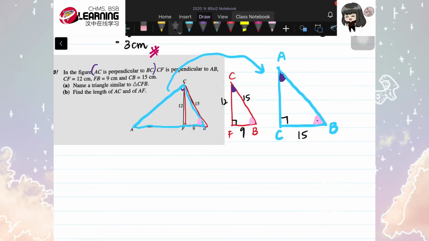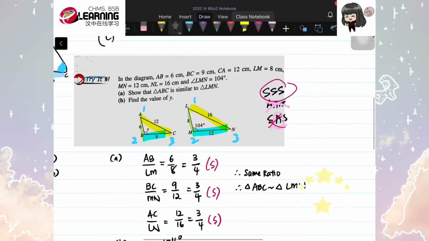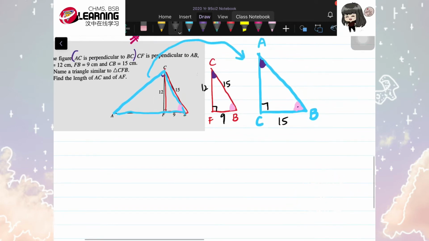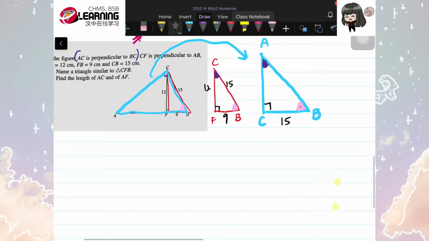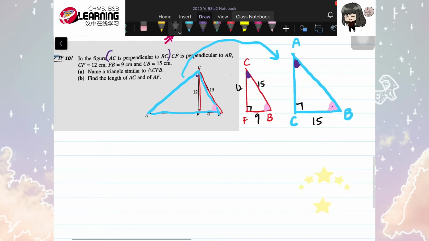Okay, so here, similarity, as I said, the tests of similarity are SSS, AAA, and SAS. Okay, so SSS cannot be used because we don't have 3 pairs. Not 3 pairs of angles, 3 pairs of sides. Just like how we did in the previous question, we had 3 pairs of sides given. But in this question, we do not have 3 pairs of sides, but we have 3 pairs of angles. So we use angle, angle, angle.